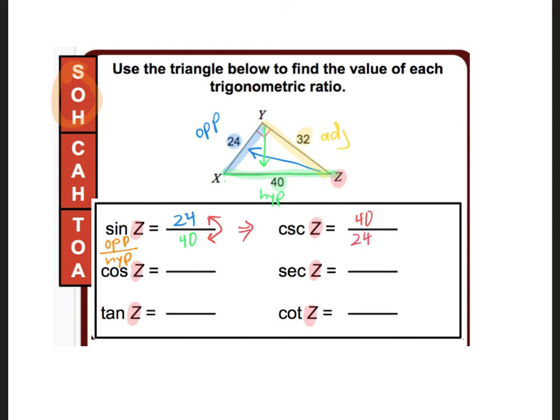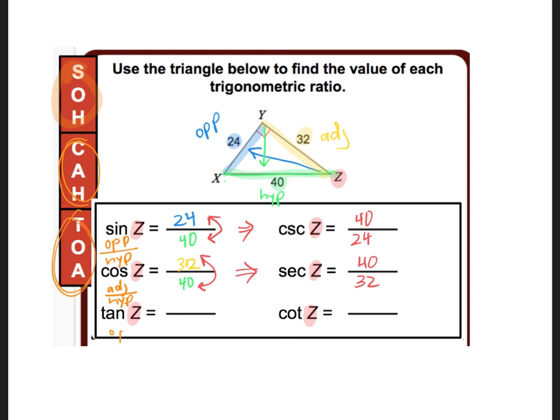The next one is cosine. For cosine, we have CAH. Remember, A stands for adjacent, H stands for hypotenuse. My adjacent side is 32. My hypotenuse is 40. And again, we can just flip that fraction to come up with our secant value. So secant of z is going to be 40 over 32. And then for the last one, tangent, we have TOA.